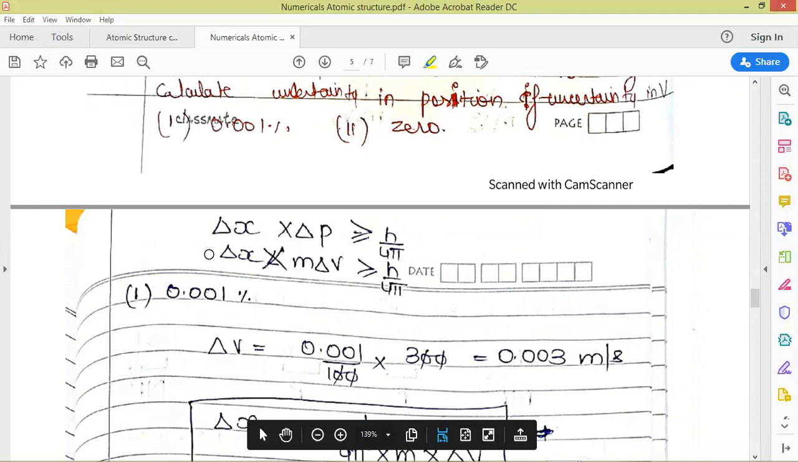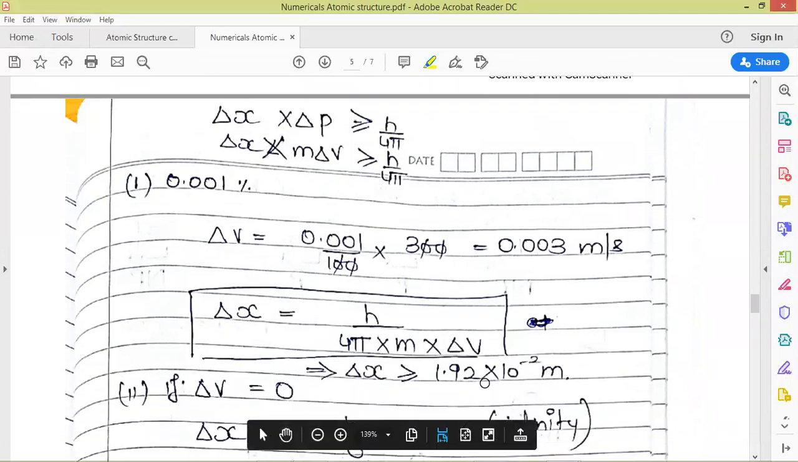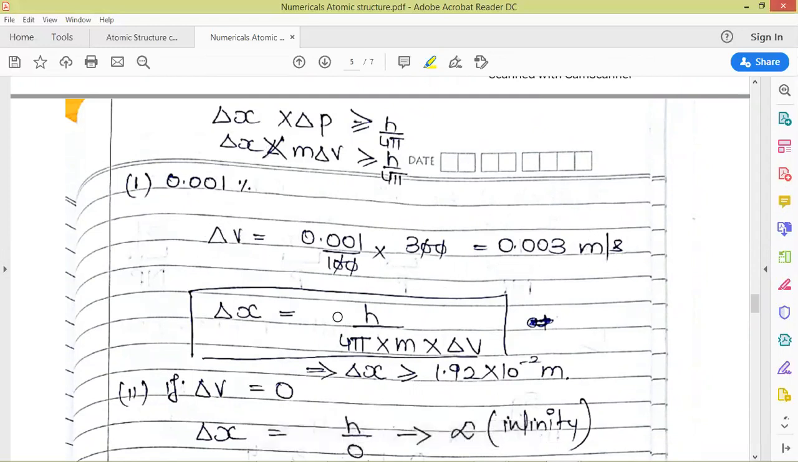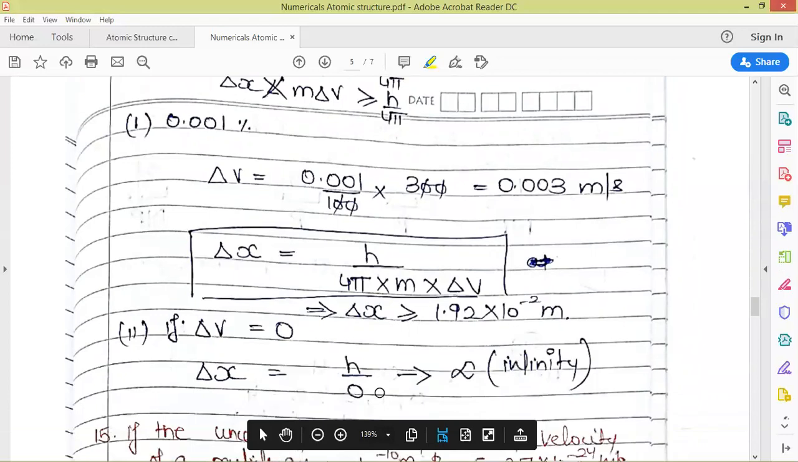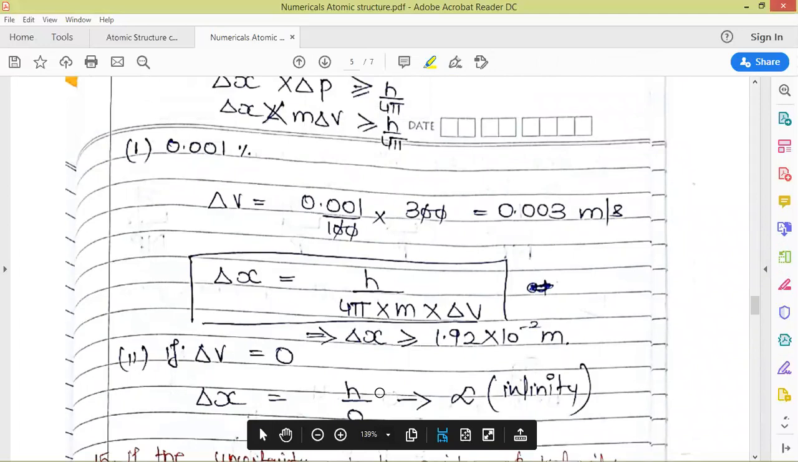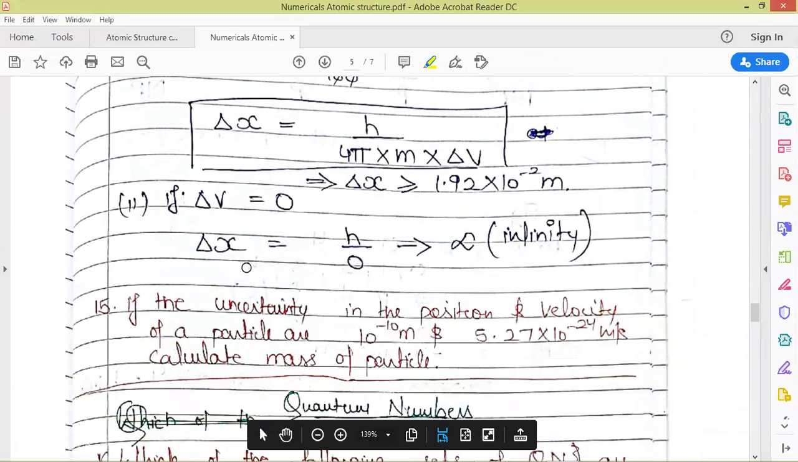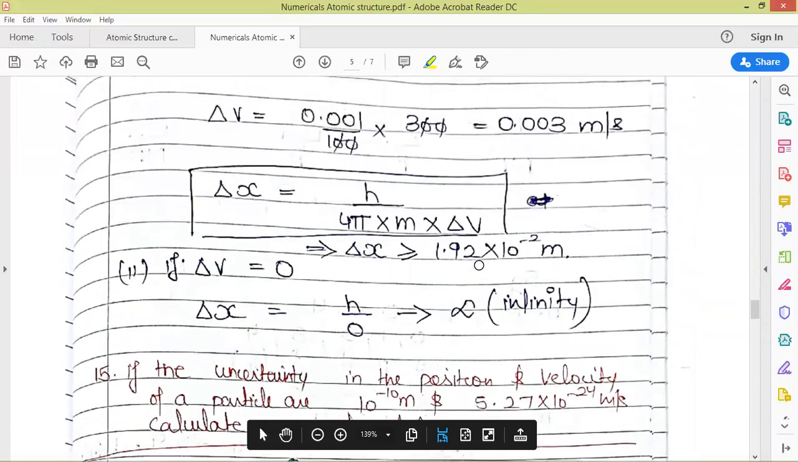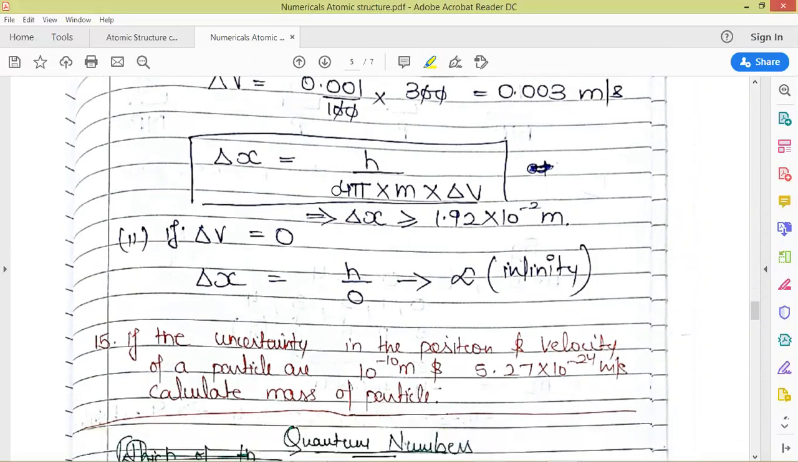So from here you will calculate the value of delta x. The value of delta x must be greater than or equal to this value, as the uncertainty in velocity is given to you with certainty. That means position you will have to define in uncertainty, that is a greater than or equal to term. So next is if delta v is 0. If uncertainty in velocity is given to you as 0, that means position is having an uncertainty of infinity, because in this term, if you put the denominator delta v as 0, this whole term is going to become infinite.